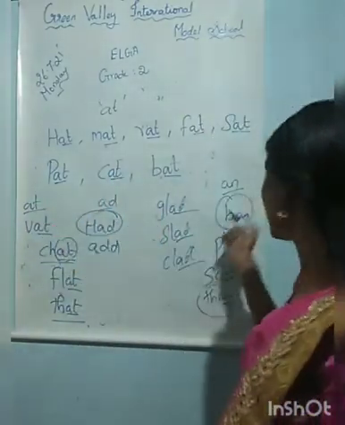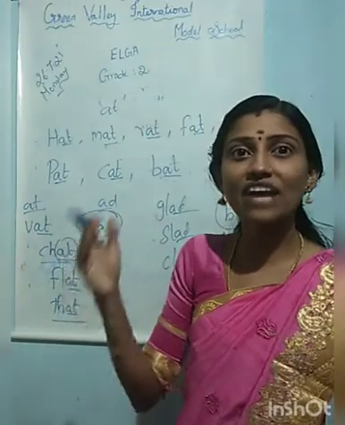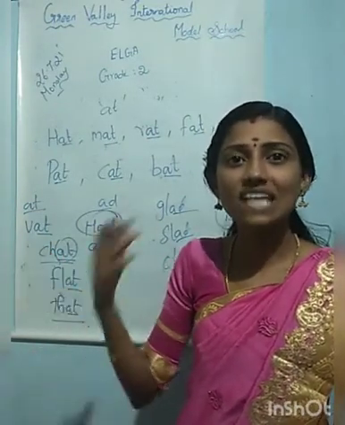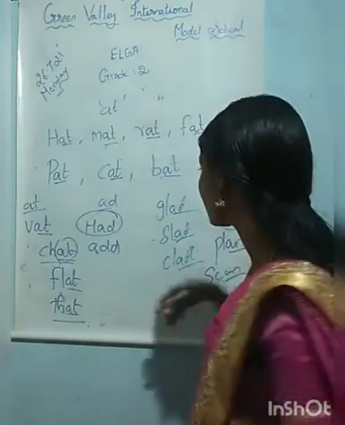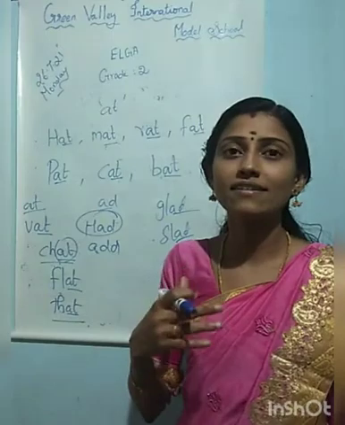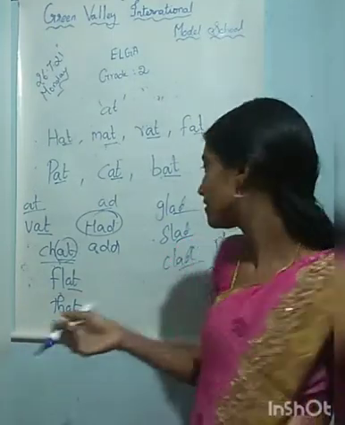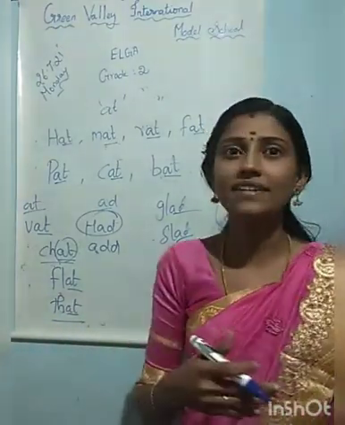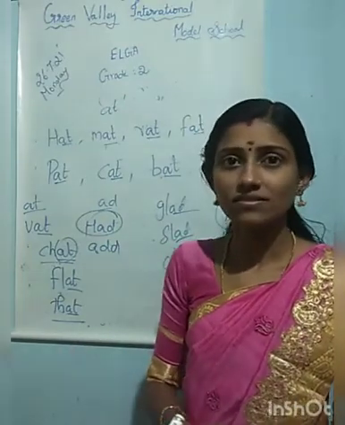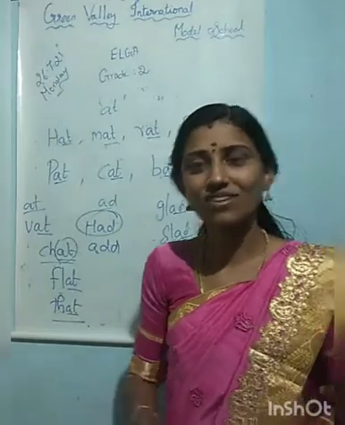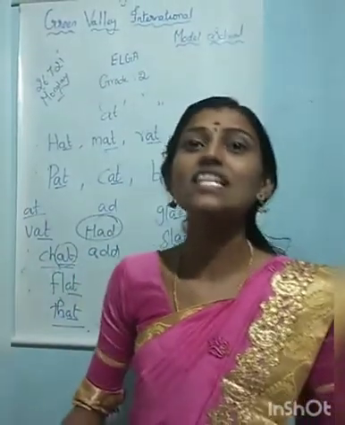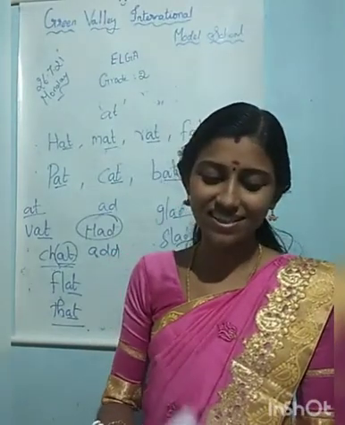AN. Ban, can, ran, fan, tan. These all sound the same. AD, add, mad. Next word. Add, mad, had. These all sound the same. Okay, children. So, these are all about what? Your today's word family.